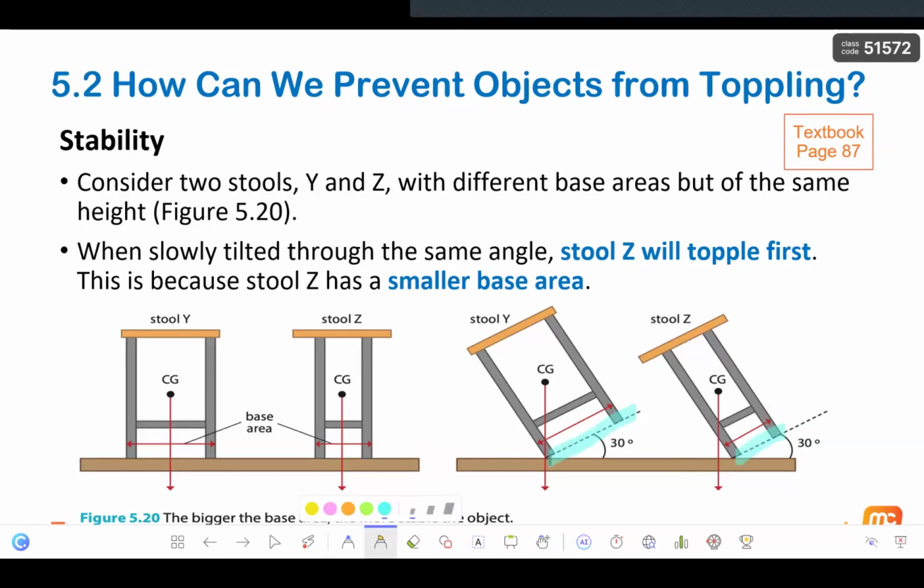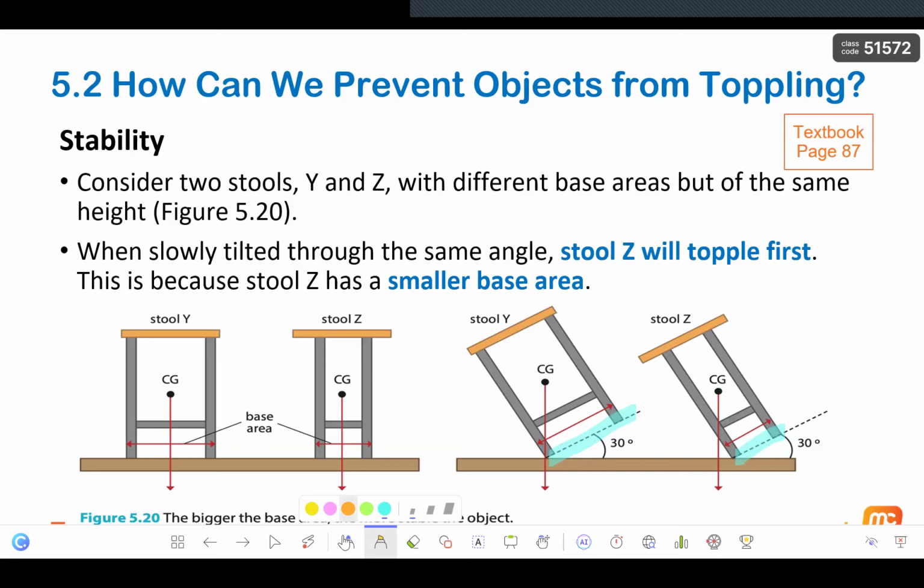At 30 degrees, the one with a bigger base area, because the area is bigger, the center of gravity will still be within the base area. This is the point where it's just about to topple, so it will be balanced there. But for stool Z, if I tilt it at 30 degrees, you will see that now the line of action of the weight is outside of the base area. So it is unstable. Why?